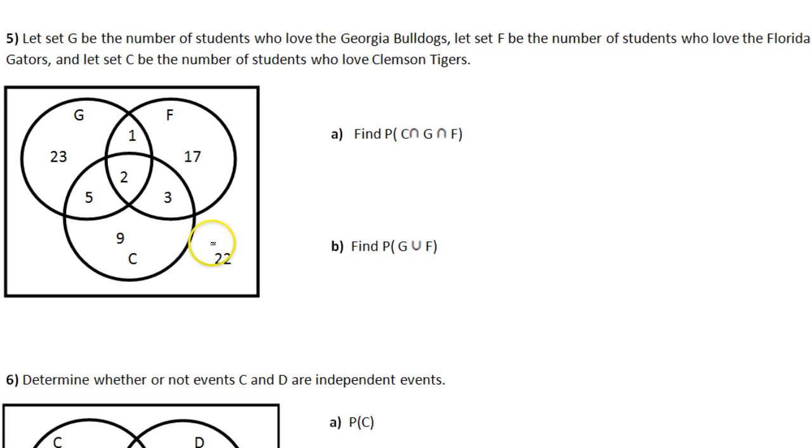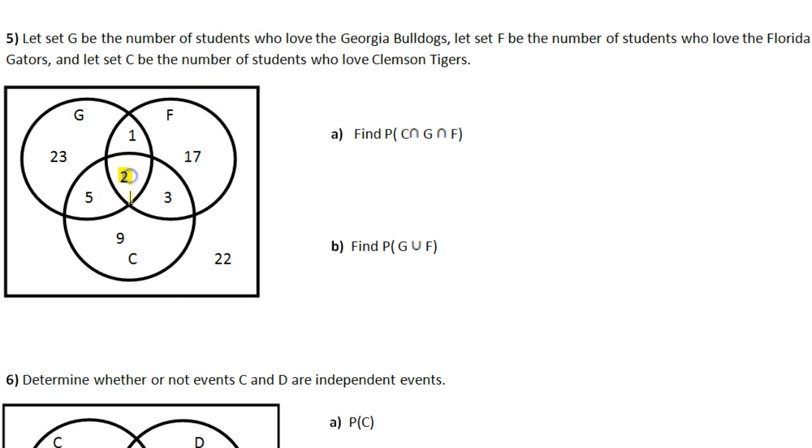Alright, so number 5. Let set G be the number of students who love the Georgia Bulldogs. Let set F be the number of students who love the Florida Gators. And let C be the number of students who love the Clemson Tigers. Find the probability of being in set C and G and F. Well, that probability is represented by this one number here at the center.